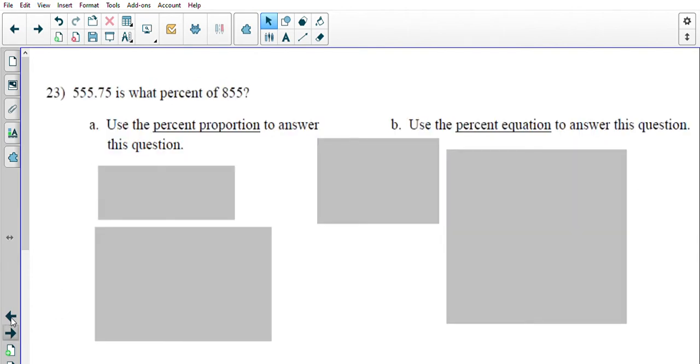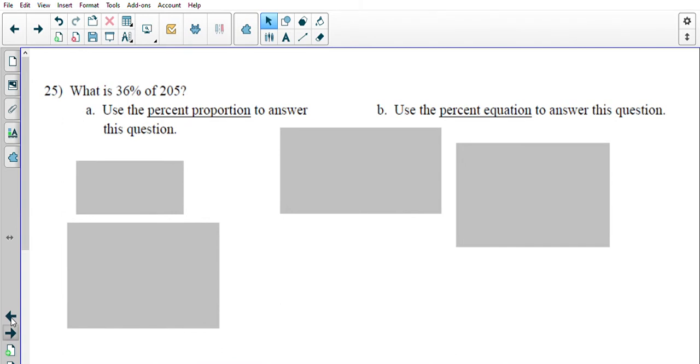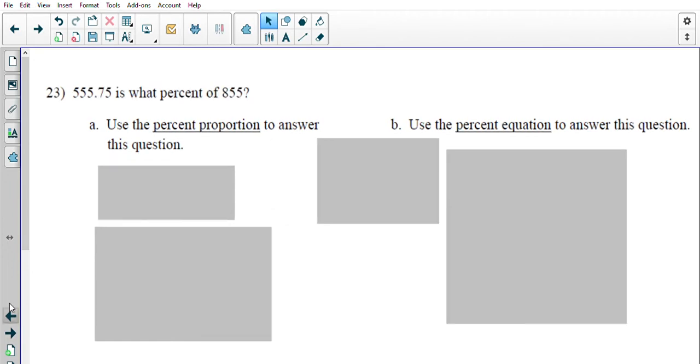All right, so for our next set of questions, 23, 24, and 25, they ask us to solve these using both the percent proportion and percent equation, just so we can compare the two. So what I suggest is trying each of these questions, pausing the video, 23, 24, 25, and when you're ready, unpause it, because I want to go through them, but I don't want to spend a lot of time on each of these questions, because you should really be able to do them on your own at this point.